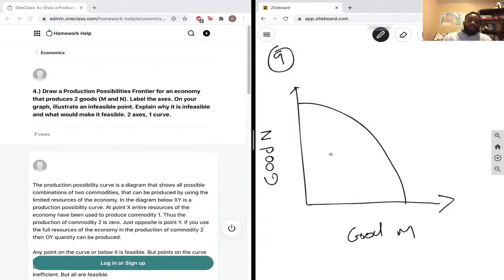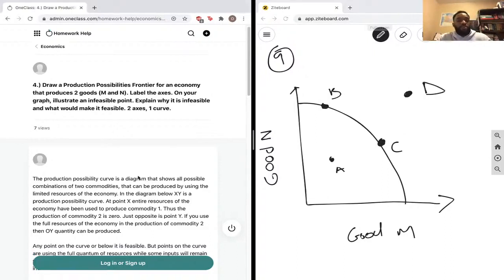And I'm just gonna put some points here. Call this point A. We'll call this point B. Call this point C. And we'll call this point D. Let's see what our tutor says though.